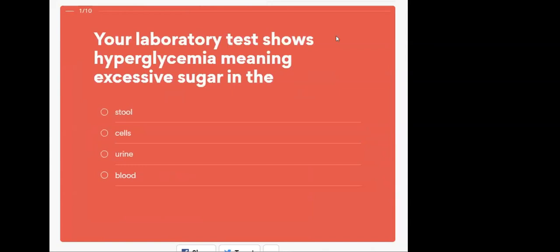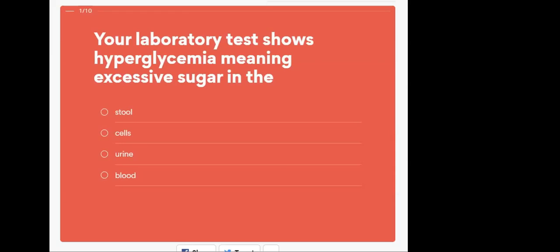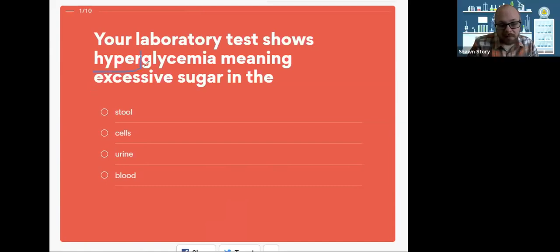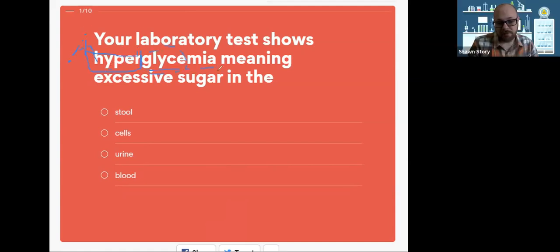Your laboratory test shows hyperglycemia, meaning excessive sugar in the... What would it be? Would it be the stool, cells, urine, or blood? Blood. Yeah. And so what does hyperglycemia mean? Lots of sugar, high. Yeah. Hyper is high, glycemia is sugar in our blood. So we know what is our answer.